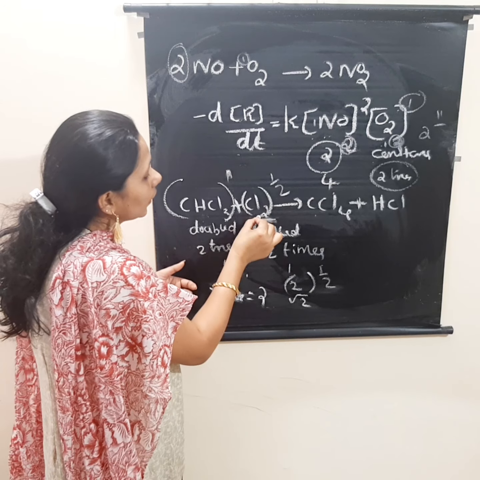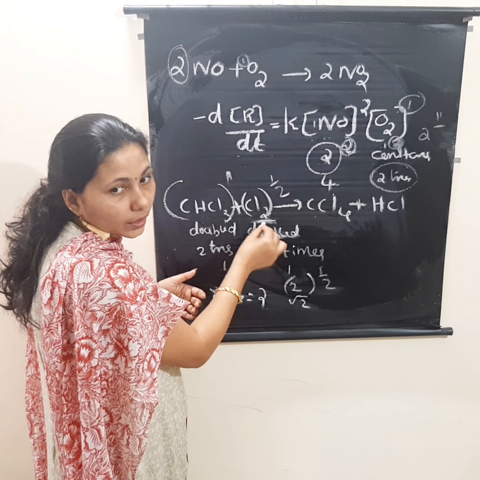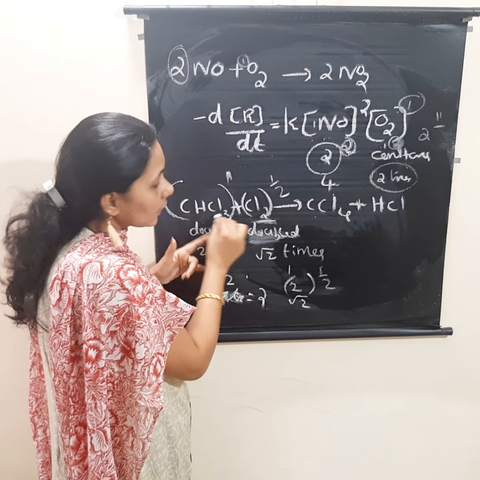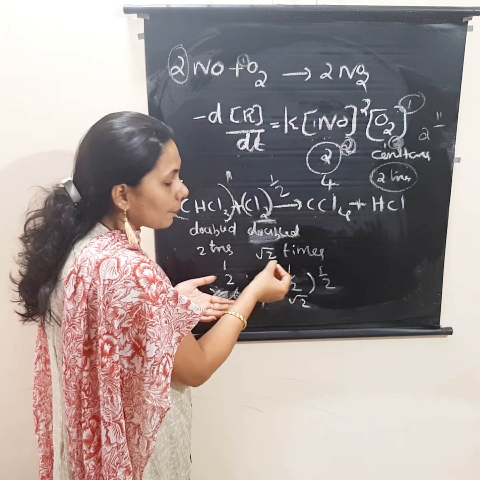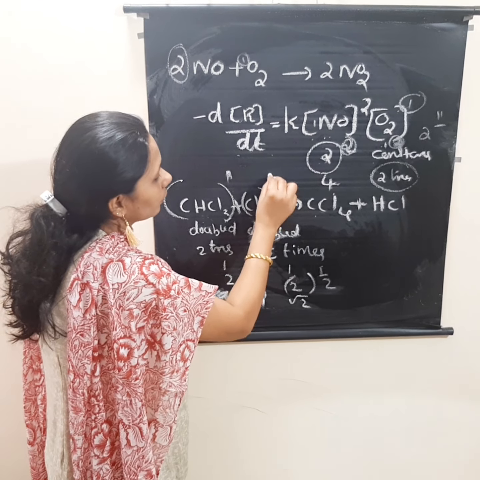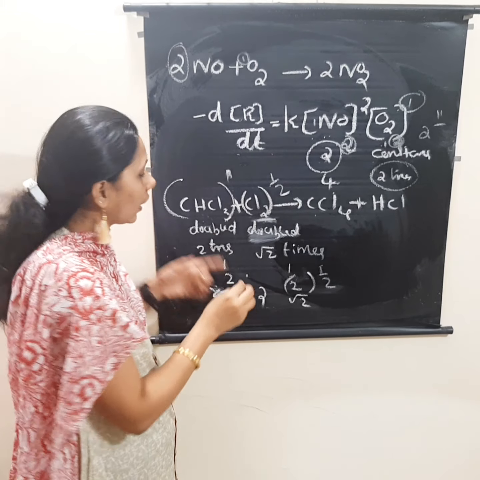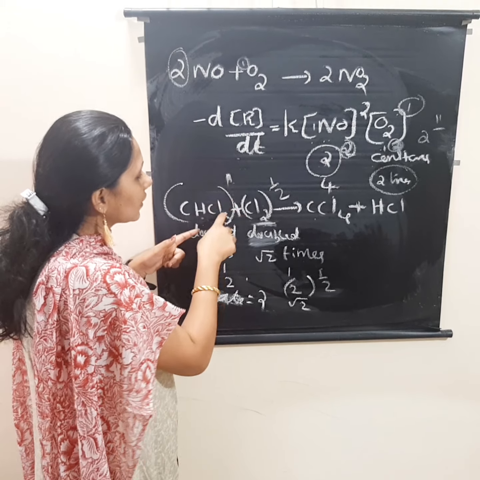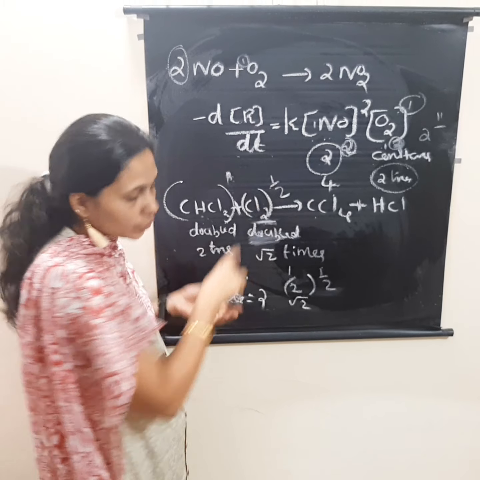Okay. Then they doubled the concentration of chlorine, keeping this one constant. Then the reaction rate is increased root 2 times. To increase root 2 times, the exponent will be what? 1 by 2. Okay. So chloroform CHCl3 raised to 1, Cl2 raised to 1 by 2.